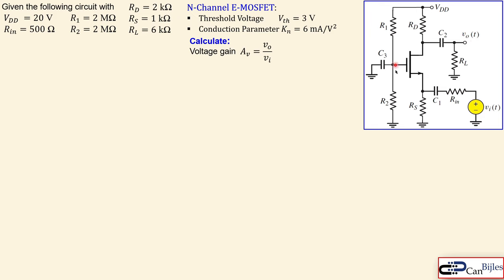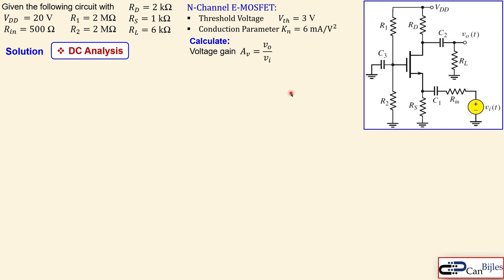This MOSFET, which is the N-channel enhancement MOSFET, has the following parameters: threshold voltage and also the conduction parameters, all shown here. And we will see that shortly in a simulator, how we can insert these values in the SPICE model. Okay, let's move on and look at the solutions.